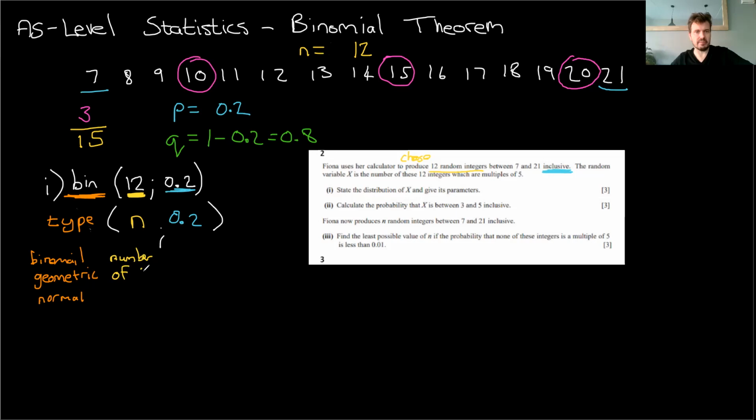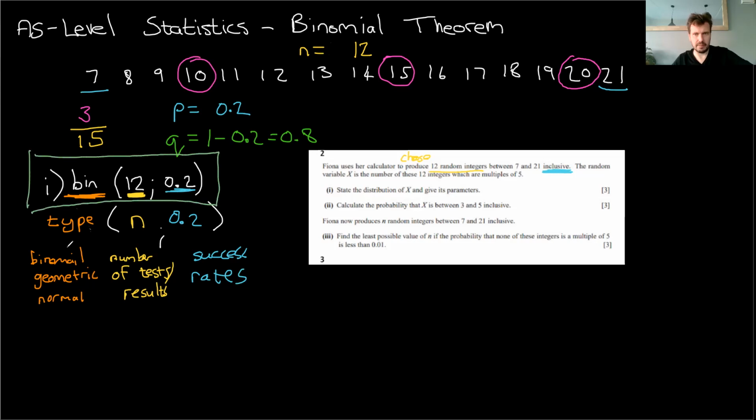So this is like the number of tests you do, or number of results, or how many times you perform the test. So here we're producing 12 numbers, so we're testing it 12 times. And then the success rate is next. So that would be the answer for the first one in green, light green there.